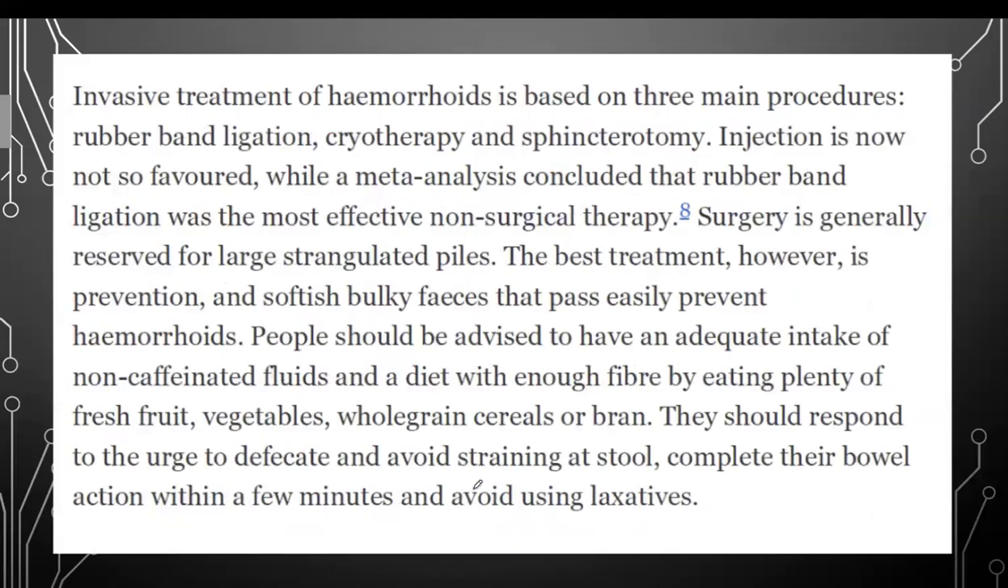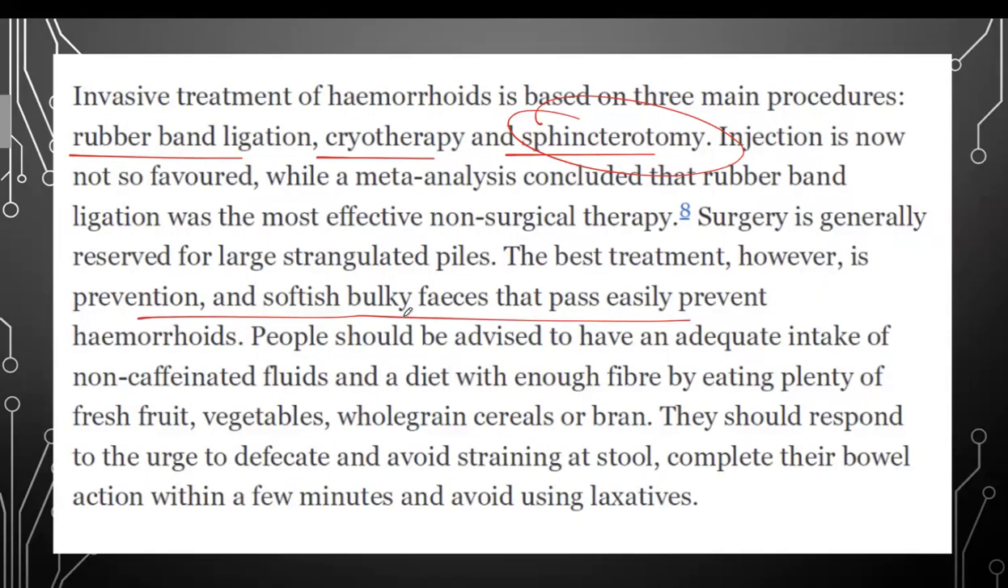So the treatment for hemorrhoid, so initially for first and second degree hemorrhoid, the treatment of choice is dietary modification, make sure constipation is well treated. And sometimes we can try rubber band ligation or cryotherapy or even sphincterectomy. Now, sphincterectomy is only indicated for patient who has got like 4th-degree hemorrhoid. The best treatment is prevention, which means soft, bulky stool.